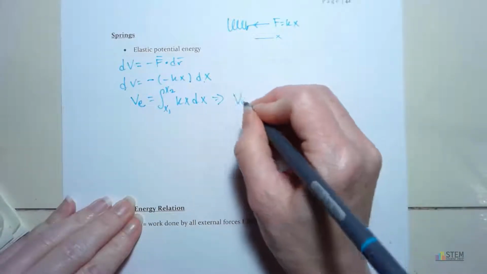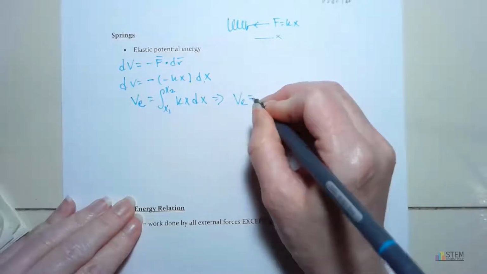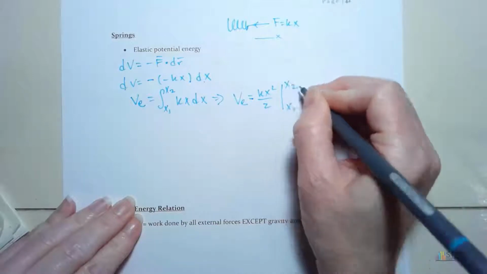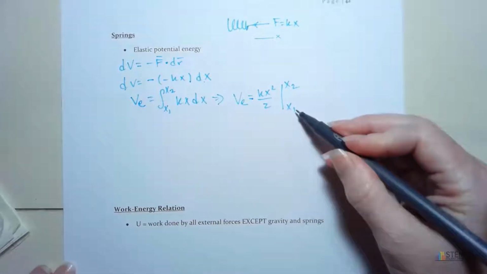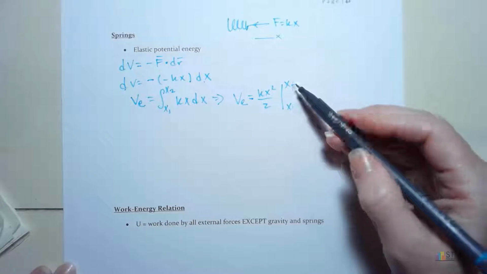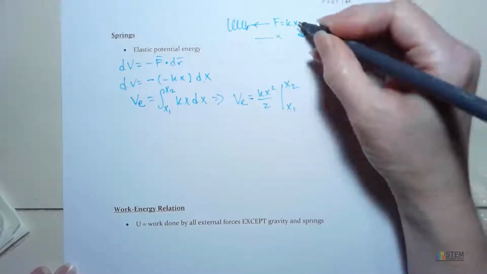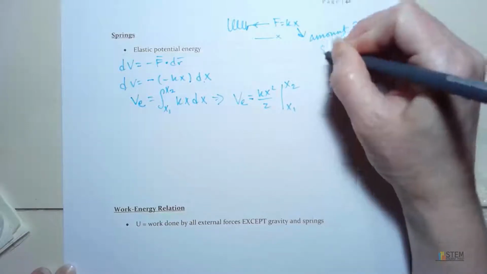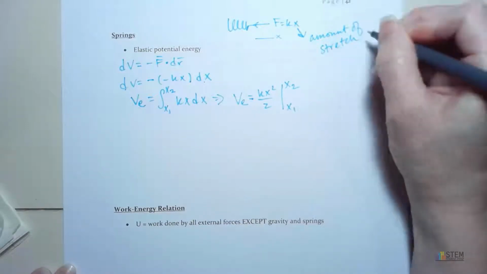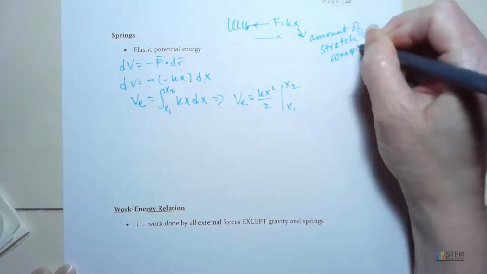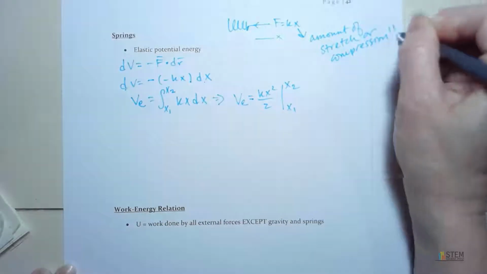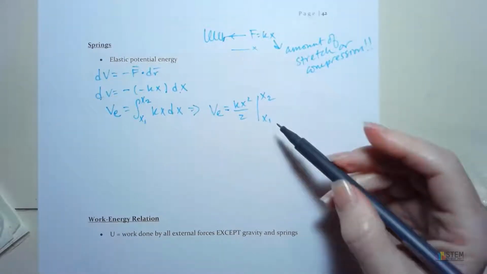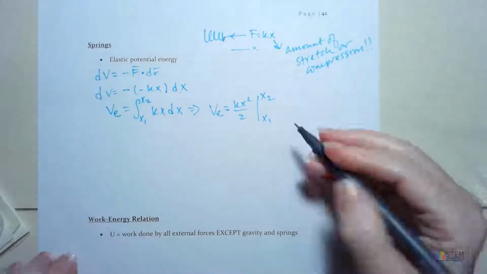Once you integrate, you get that your elastic potential energy is kx squared over 2. You're going to evaluate at your starting x and then your final x. Now remember, this x here is the amount of stretch or compression in the spring. It's not the length of the spring. A lot of students want to put in there that it's the length of the spring. It is not. It's the stretch or compression amount.